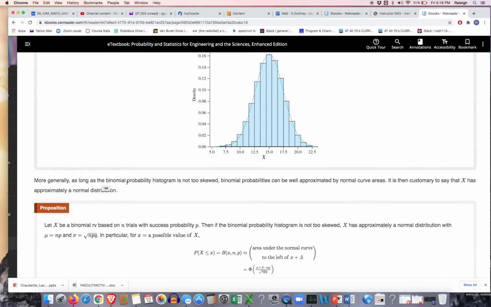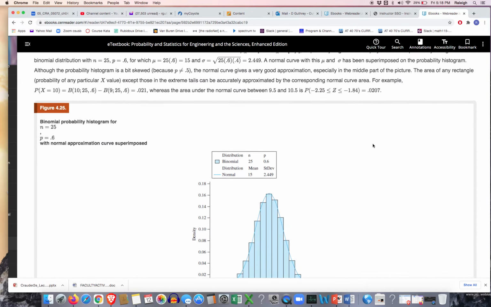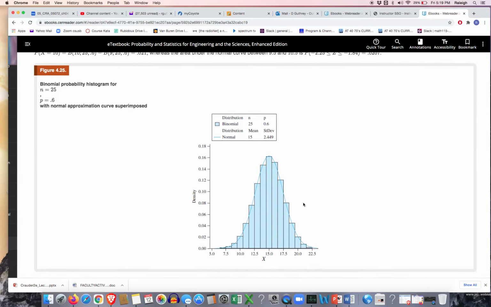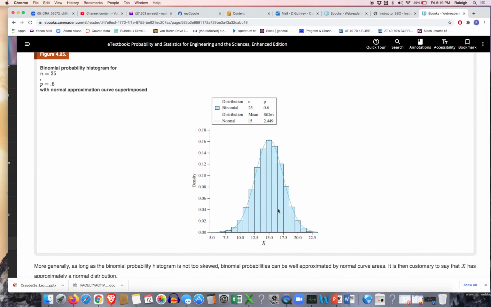Anyway, more generally, as long as the binomial histogram is not too skewed, binomial probabilities can be well approximated by normal curve areas. So if P is 0.5 or close to 0.5, then it is not skewed very much. But if it gets too far over, like above 0.7, 0.75, then you can start to see the skewness, the tilt to one side or the other. And so then normal curve wouldn't work quite as well. You get out to 0.9 or 0.1, man, not very good.